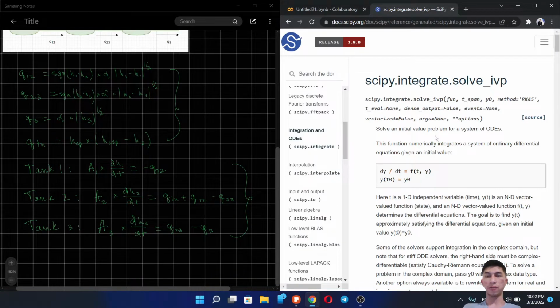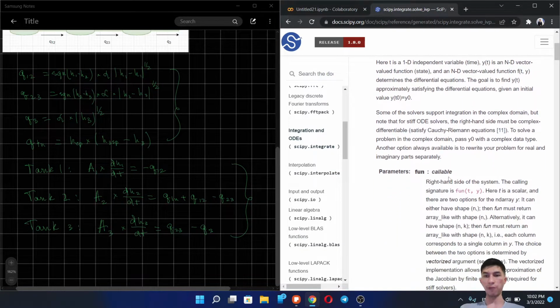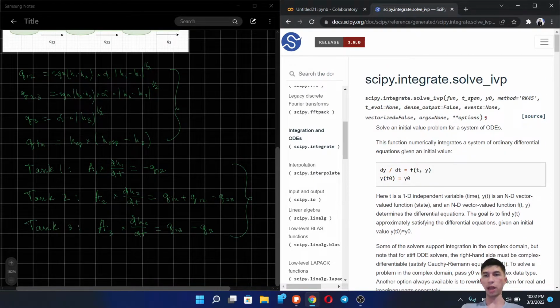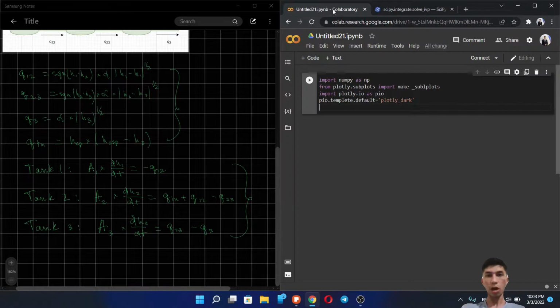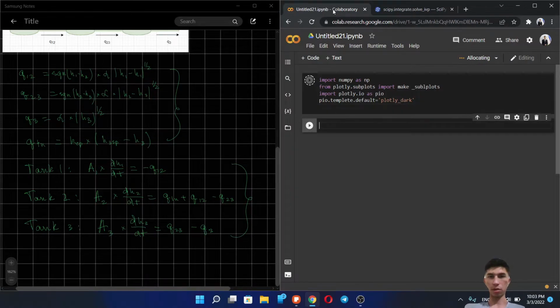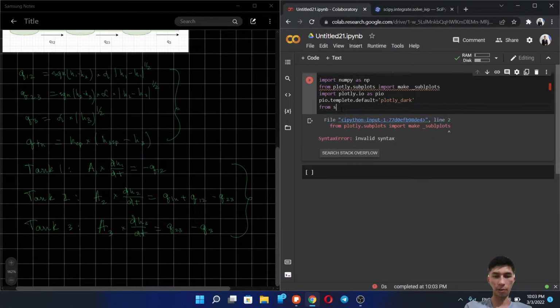What this function does is take the function, the time span, and the method to solve the differential equation. Okay, we can run it. Oh, we didn't import that yet. So from scipy.integrate, we can import solve_ivp, right?